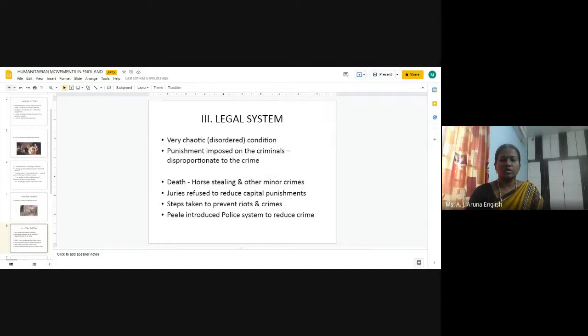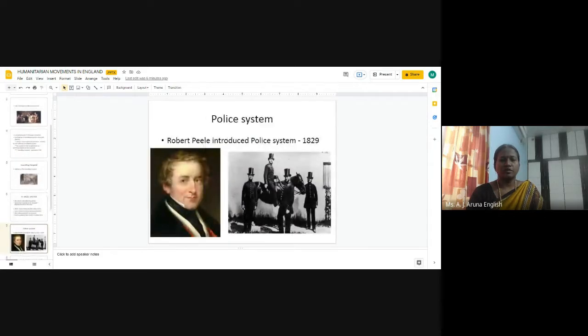Steps were taken to prevent riots and crimes. Peel introduced a police system to reduce crime. He was Robert Peel, who introduced the police system in 1829.